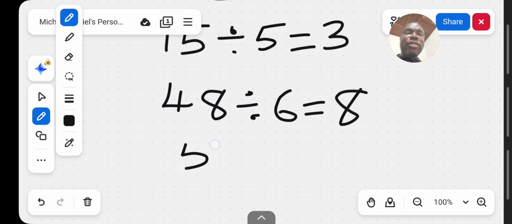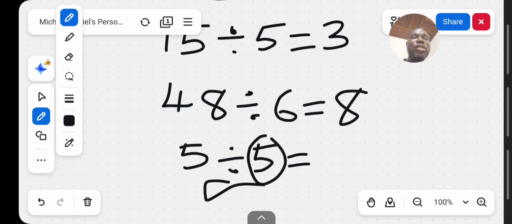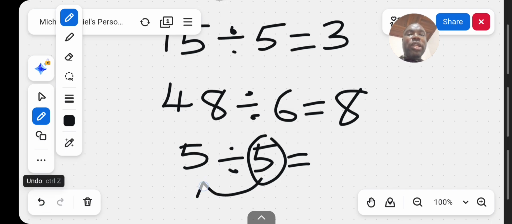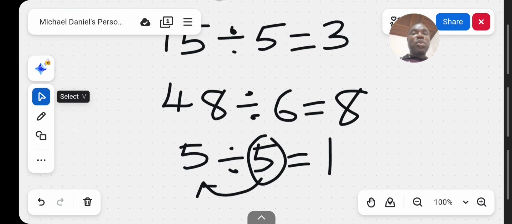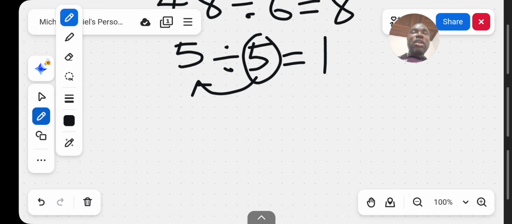Now, what if you have something like 5 divided by 5? You still ask yourself, 5 times what will give you 5? That's 5 times 1. So that means 5 divided by 5 is 1. In fact, any number divided by itself is 1. 2 divided by 2 is 1. 8 divided by 8 is 1. 16 divided by 16 is 1. 4 divided by 4 is 1.